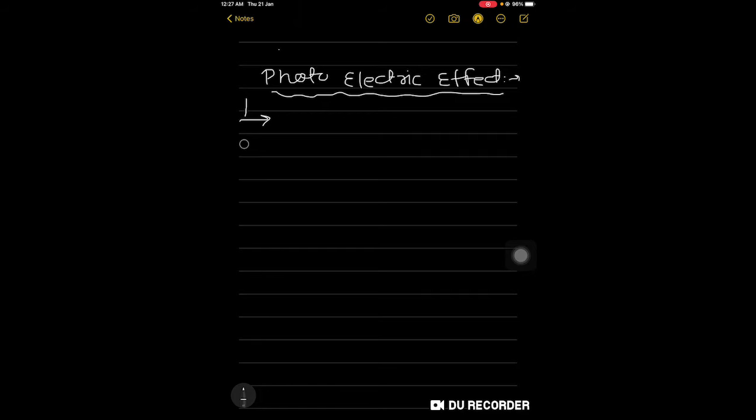First in our topic we will discuss who discovered this effect, that is, the photoelectric effect was discovered by whom. So the answer is Hertz, Heinrich Hertz. That is, Hertz had discovered the photoelectric effect. Now we will see how this experiment was done. The phenomenon of photoelectric emission was discovered in 1887.